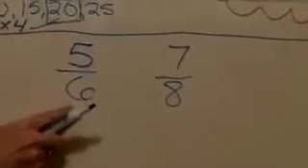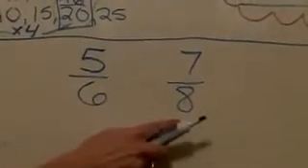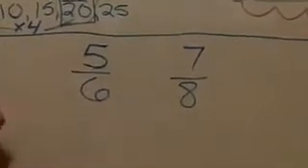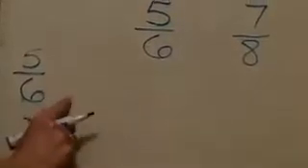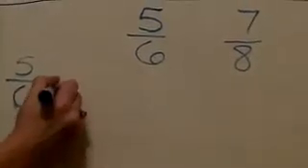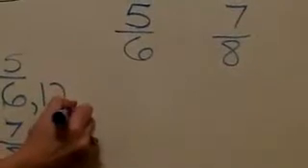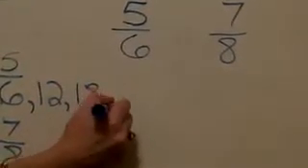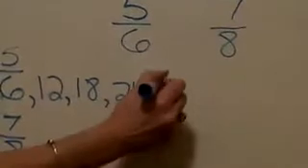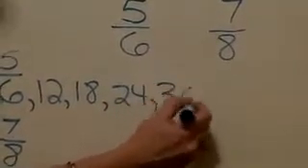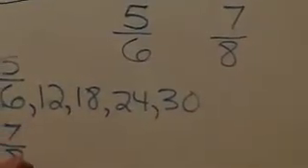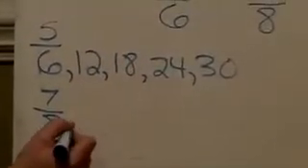Now let's look at another example. Let's say I have 5/6 and 7/8. First, I'm going to rewrite the fractions on top of each other so they're easier to work with. Then I'm going to list multiples of 6. 6, 12, 18, 24, 30. That's probably far enough. Then I'll list multiples of 8.